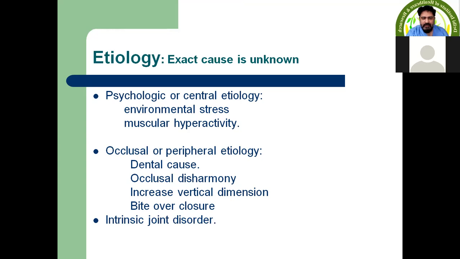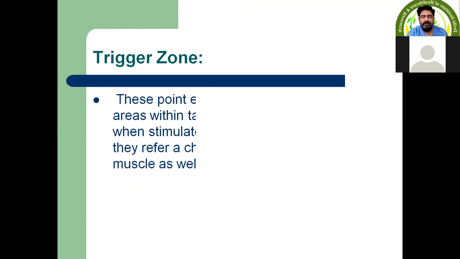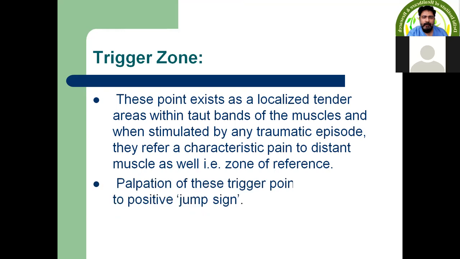Then intrinsic joint disorders, trigger zone. These points exist as a localized tender area with taut bands of the muscle, and when stimulated by a traumatic episode, they refer characteristic pain to the distant muscle as well. So they are called zones of reference also. Palpation of these trigger points will give rise to the positive jump sign.